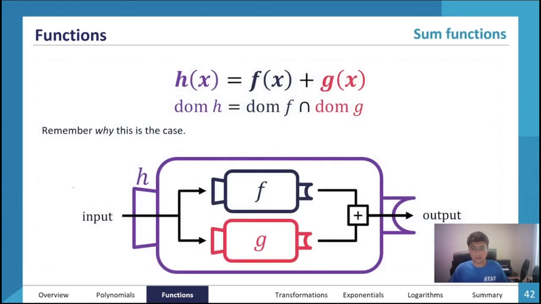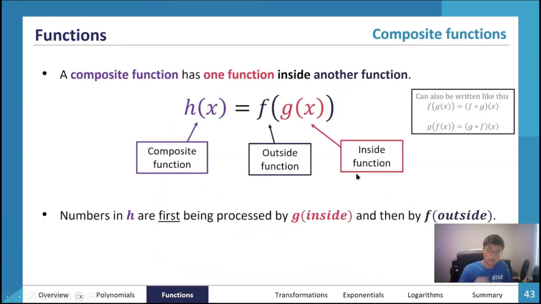Okay, there's just a bit of a diagram on how sum functions work. The reason why the domain of the sum function is equal to the overlap between the domains of its constituents is just because we need numbers that can go into both f and g for them to be able to go into h as well.